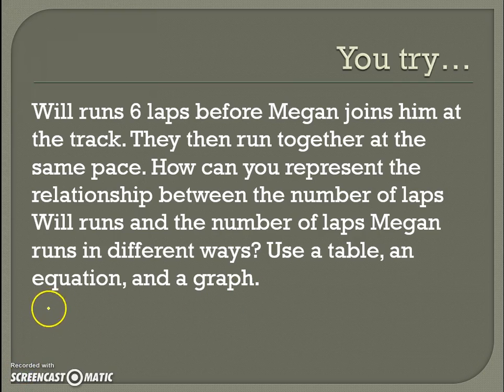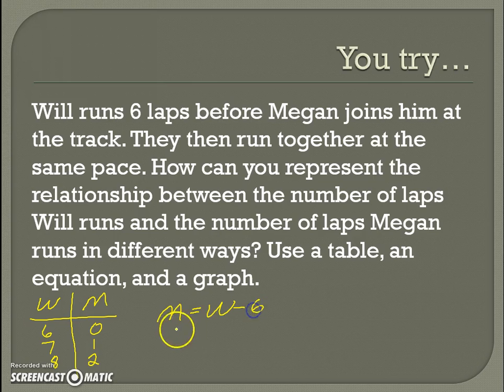All right, so for this one we have two different people. We have Will and we have Megan, so I'll just make a quick chart. Now on this one, you could do this different ways, but I'm going to start with the 6 laps that Will runs before Megan. So when he's run 6, Megan's run 0, 7, 1, 8, 2, and you can continue that on. In equation, you'd have a couple of them. Megan is going to be whatever Will ran minus 6. Will is going to be whatever Megan ran plus 6.